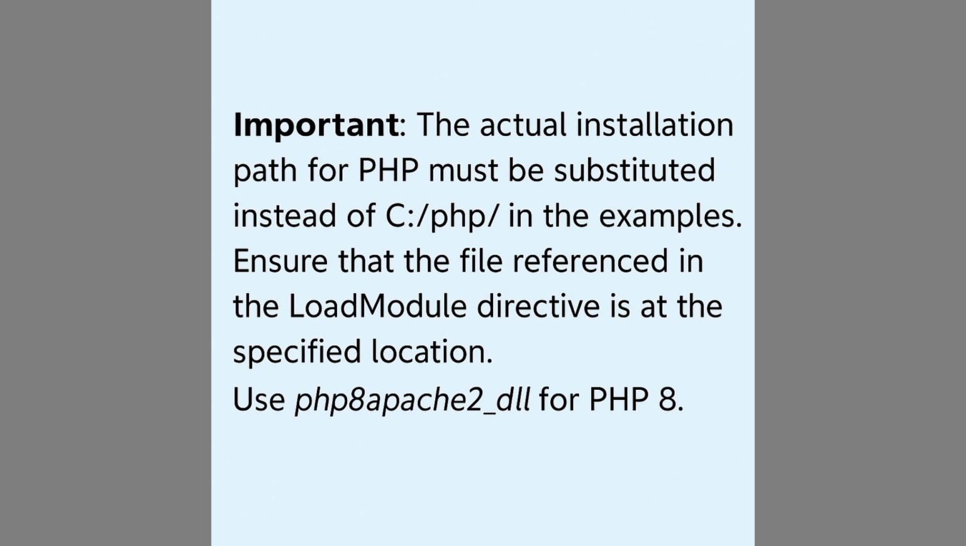In addition, you must make sure that the file mentioned in the LoadModule directive actually exists at that location. The LoadModule line tells Apache which PHP module to load and where to find it, so an incorrect or missing path will cause the server to fail during startup. For PHP version 8 and later, make sure you are using the correct module file, php8apache2_4.dll. Earlier versions of PHP used files like php7apache2_4.dll, but the name has been updated for PHP 8. Using the wrong file version will also result in configuration errors.